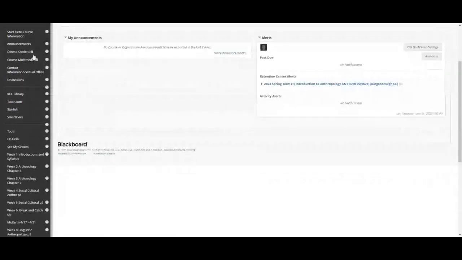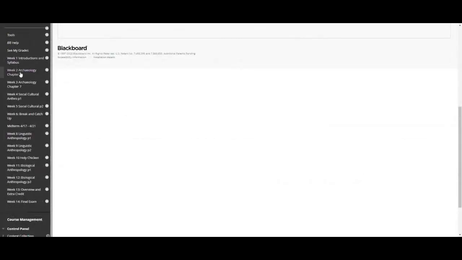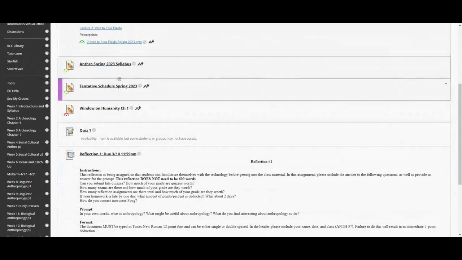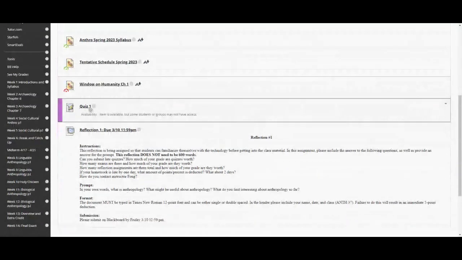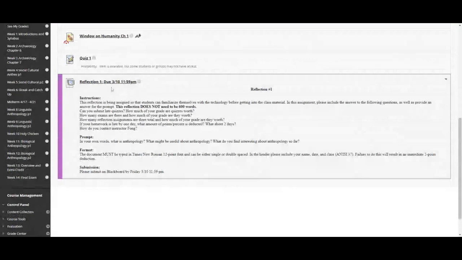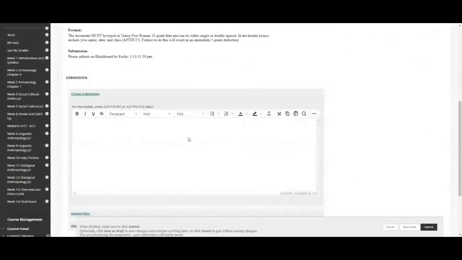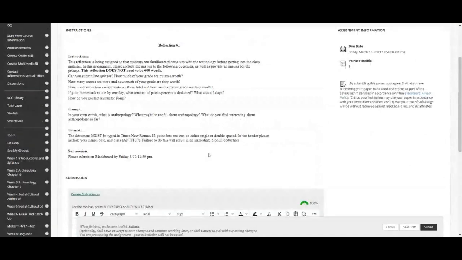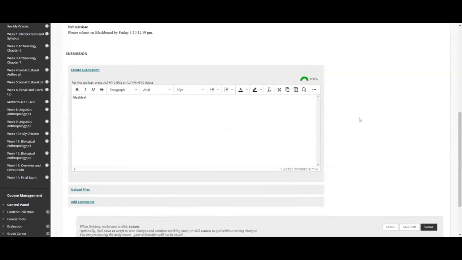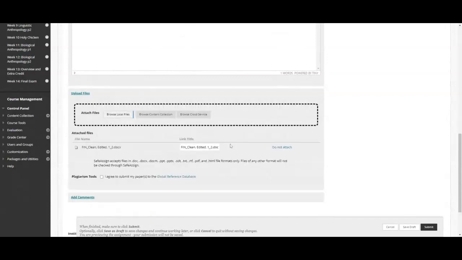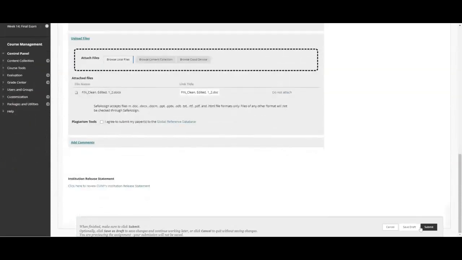Okay. So the way I do it is, you see the little tabs over here. That's where everything is, right? So this is their class. See, they have the lectures right here. They have the syllabus, right? They have the quiz. They have reflection right here. So in order to do a reflection, you click it, right? You create submission. Or you upload a file, which I personally prefer, but it's up to you. And you can attach whatever. Okay, and then you submit.